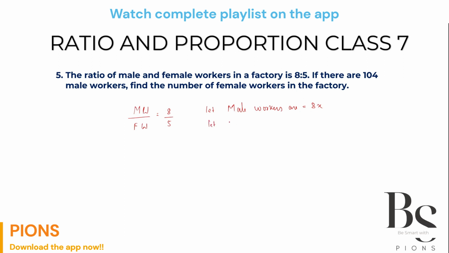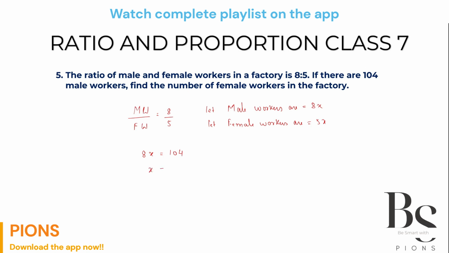And let female workers be 5x. Correct. Now what do we do next? Now we will write 8x is to 5x. That is how much? Or wait, the ratio is given, no? So straight away, our male workers are given as 104. So straight away write 8x equals 104 because they are male workers.